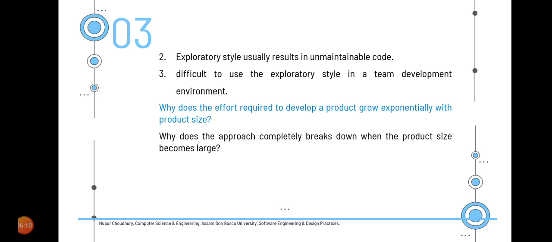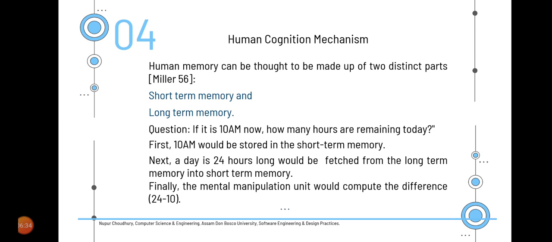Now the basic question that arises is, why does the effort required to develop a product grow exponentially with the product size? Or why does the approach completely break down when the product size becomes large? So, in order to answer these two questions, we need to understand a very important concept related to human cognition. So, how does this human cognition mechanism work? It is a very fundamental principle.